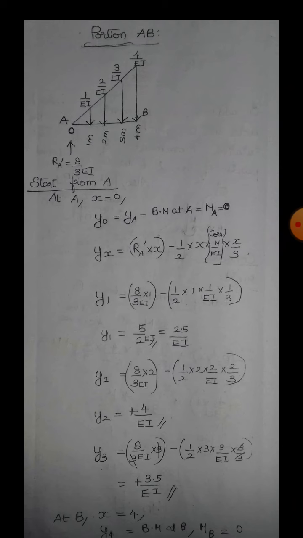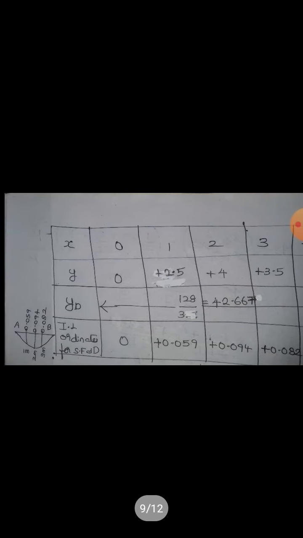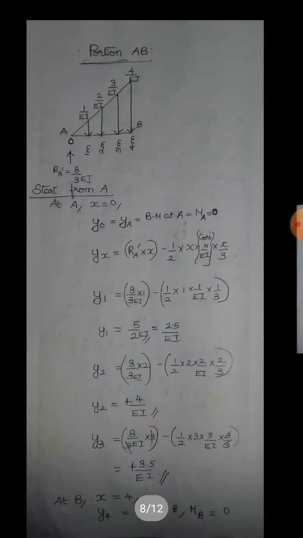So at B, x equal to 4. So y4 equal to bending moment 4, which is equal to 0. So at A and B, the bending moment is 0, so y is also equal to 0. So I have tabulated all the values right from x equal to 0 to 4 and the value of yd. So if you divide y by yd, you will get the values, and you can draw the diagram also.